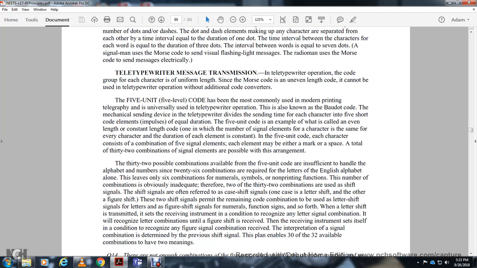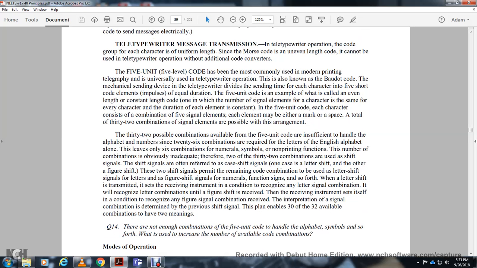Each element may be either mark or space, giving a total of 32 possible combinations. The 5-unit code is not sufficient to handle the alphabet and numbers, since 26 of the combinations are required for the letters of the English alphabet alone. That leaves only 6 combinations for numerals, symbols, and non-printing functions.